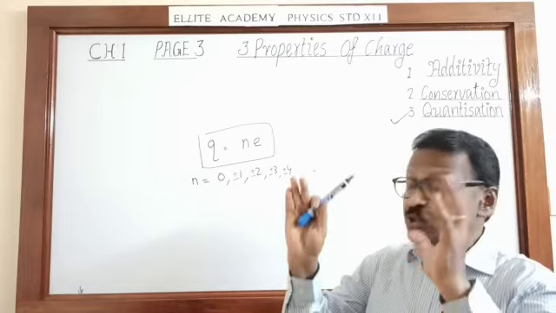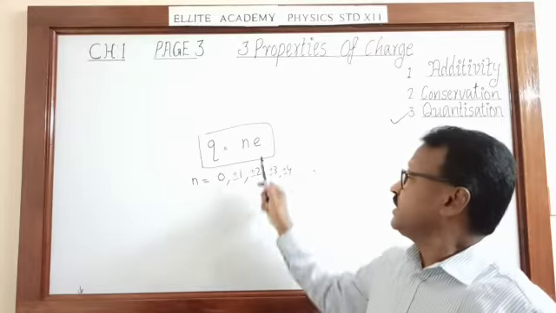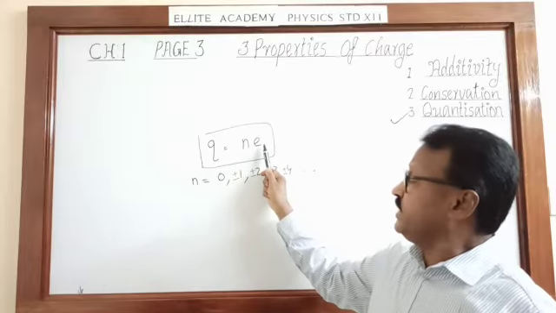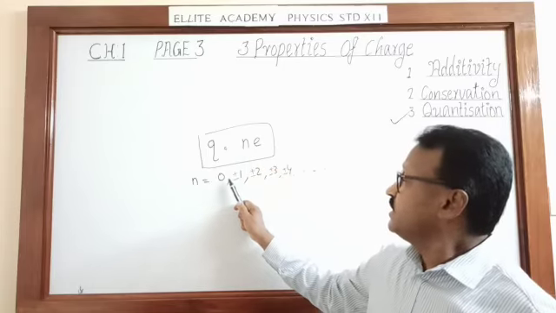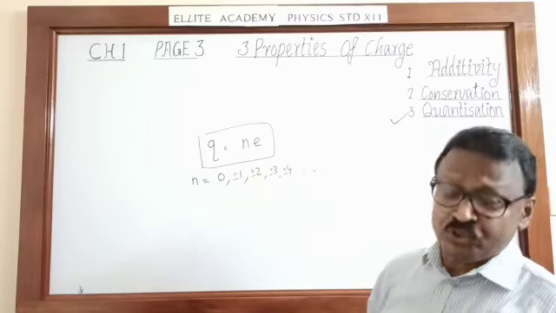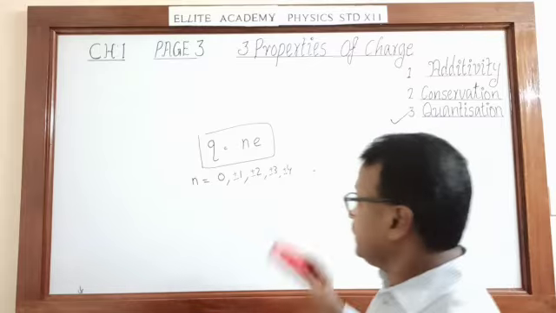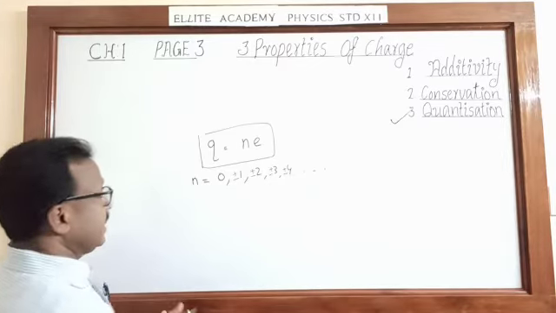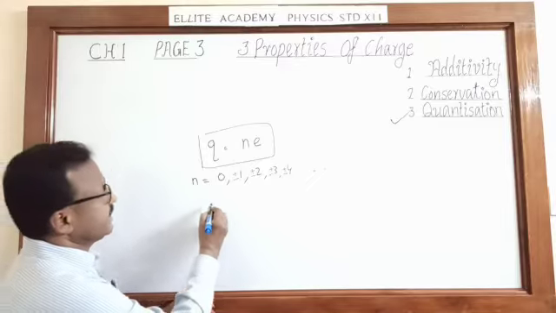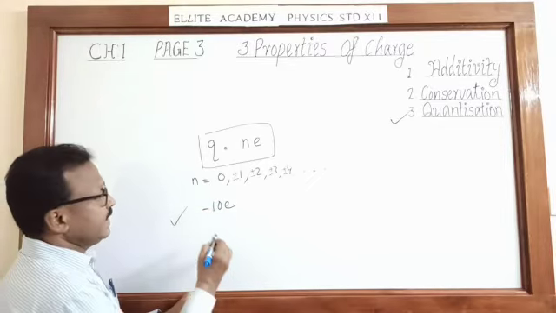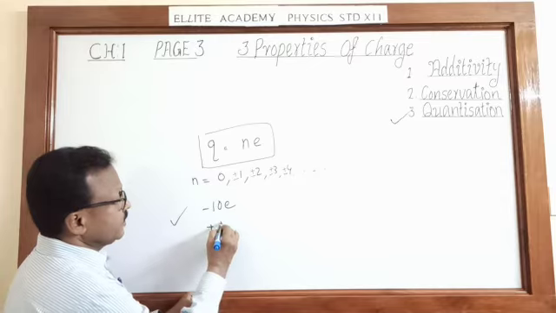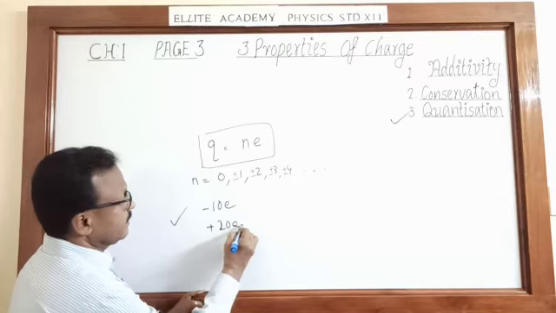It means the total charge on a body is an integral multiple of e, where e is the charge of an electron. What is an integer? 0, 1, 2, 3, etc. These are going to be integers. That means, if somebody says a body is having a charge of, let us say, 10e or minus 10e, possible. A body is having a charge of plus 20e, possible.